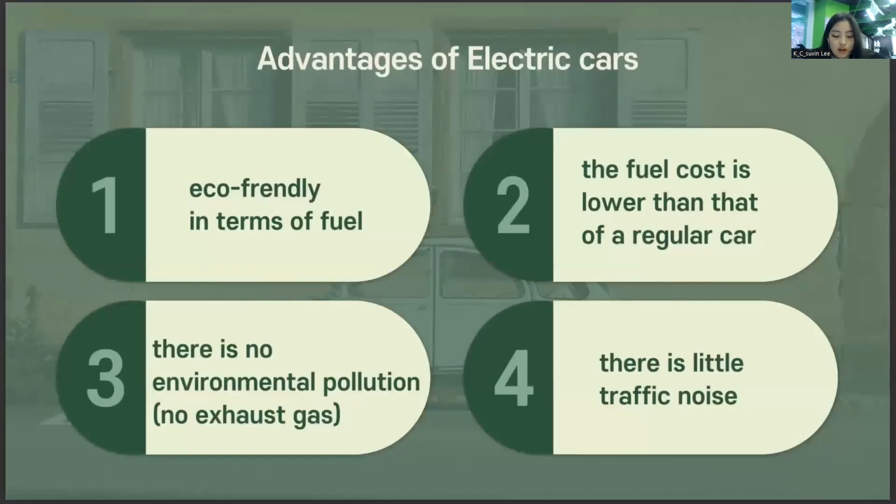Because of the advantages of electric cars. Electric cars are eco-friendly in terms of fuel, and the fuel cost is lower than that of a regular car. There is no environmental pollution, and there is little traffic noise.